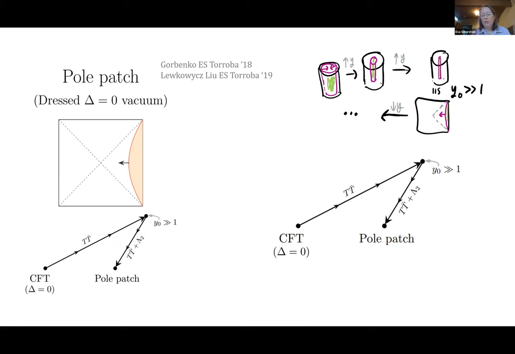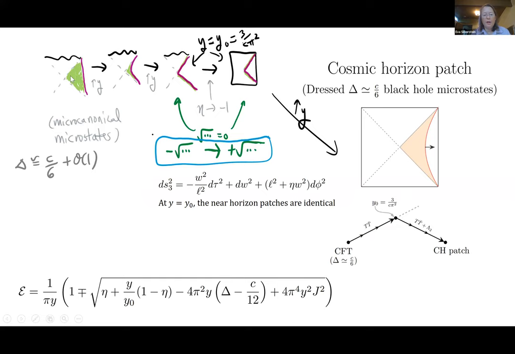So that is the pole patch version of this. The cosmic horizon patch is more interesting. In that case, what we do is we focus on a band of energy levels basically right at the delta equals c over 6 level that I mentioned earlier. In the CFT, that's the place where the Cardy formula begins to apply universally, for holographic CFTs or for anything with a sparse light spectrum. And it massively dominates the entropy, so any kind of universal thing. We start from that energy level to think about the effect of the deformation.